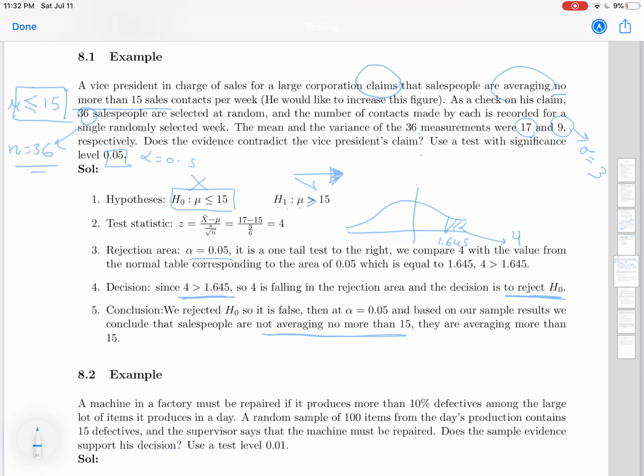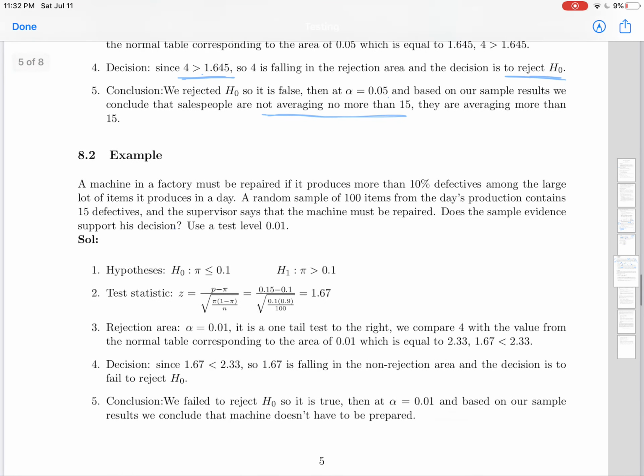So what do you think about this vice president's claim? We're going to disagree with his claim. We rejected H node, so at alpha equals 0.05, and based on our sample results, we conclude that the salespeople are not averaging no more than 15. So we disagree with his claim.